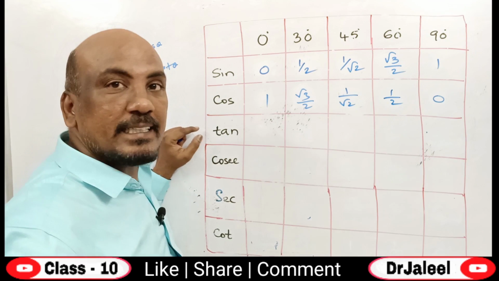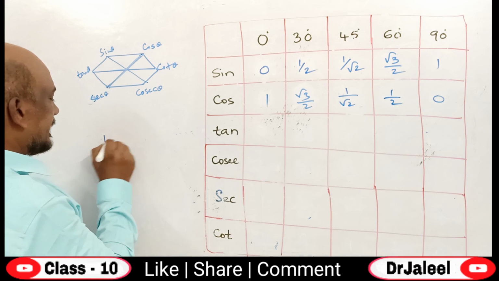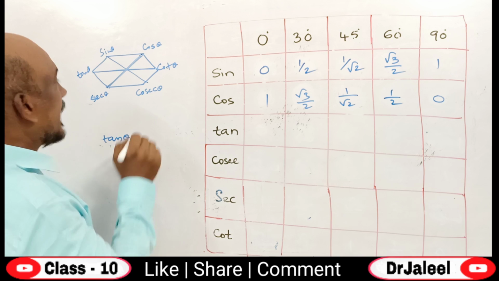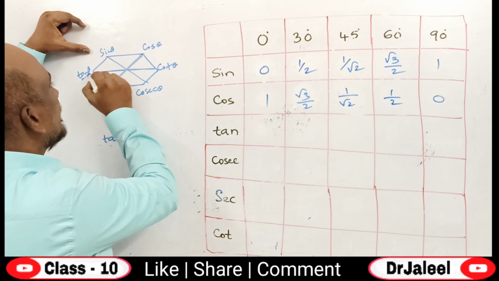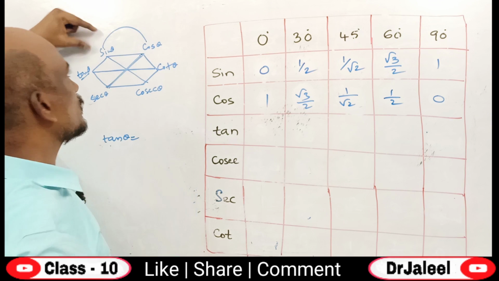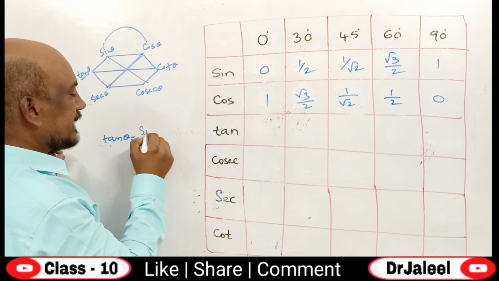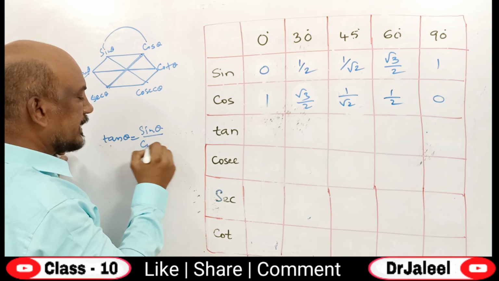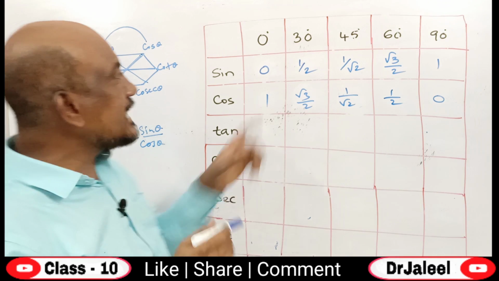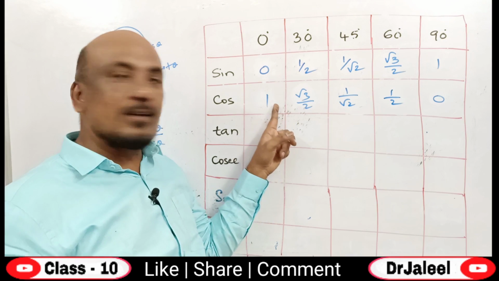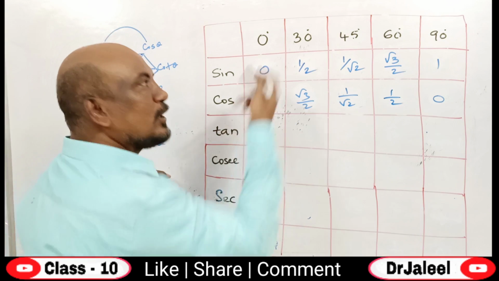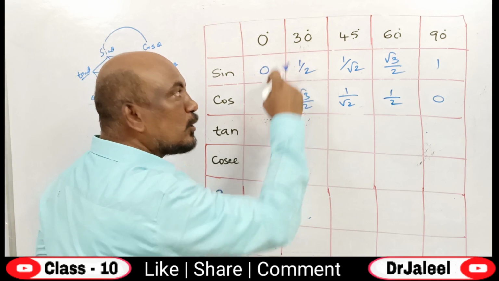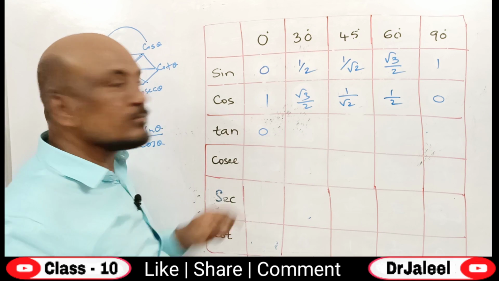And then when we go for tan theta. What is tan theta from the super hexagon if you take? Tan theta is equal to the ratio of the next two, that is sine by cos. Tan theta is equal to sin theta by cos theta. Now what is sin 0? 0. Cos 0? 1. What is tan going to be? Sin by cos means 0 by 1, which is nothing but 0.